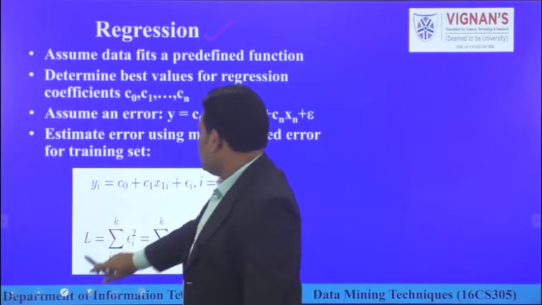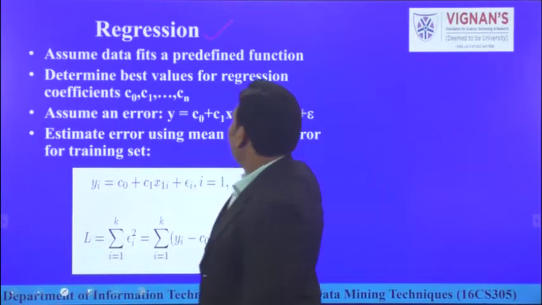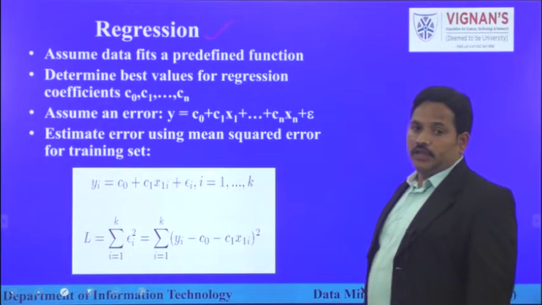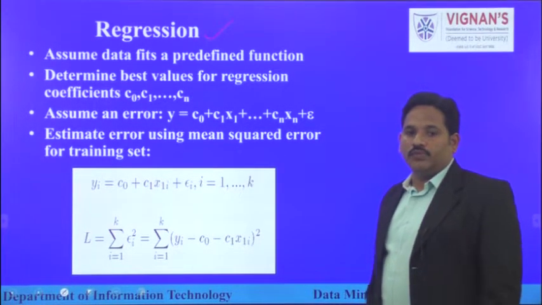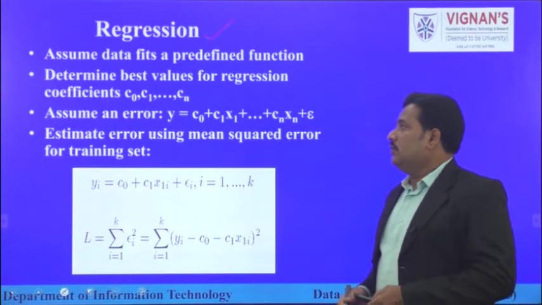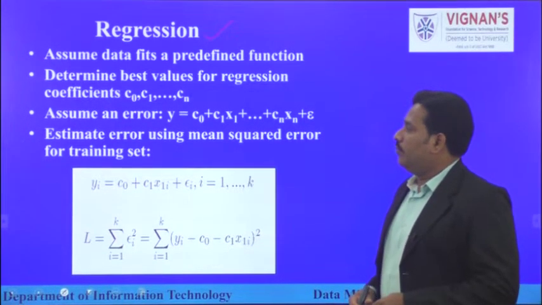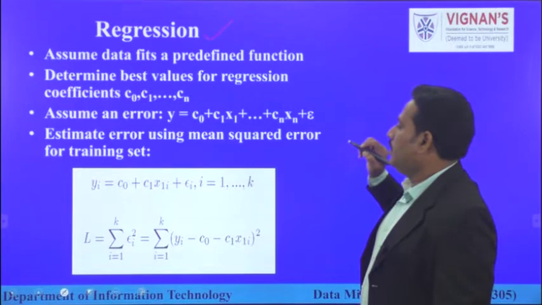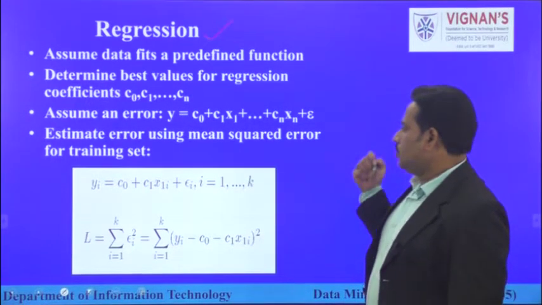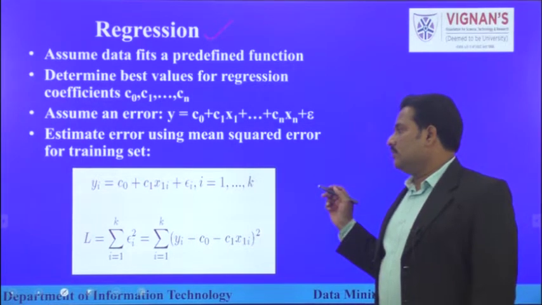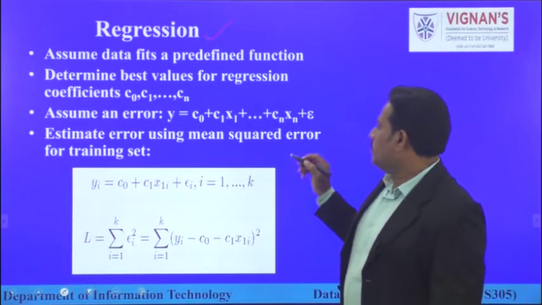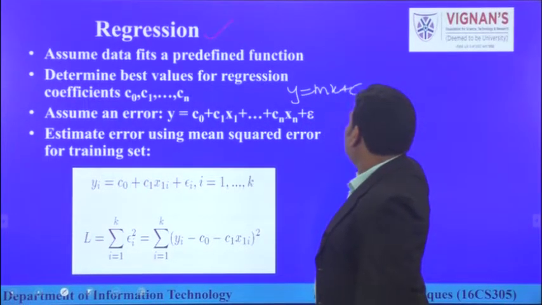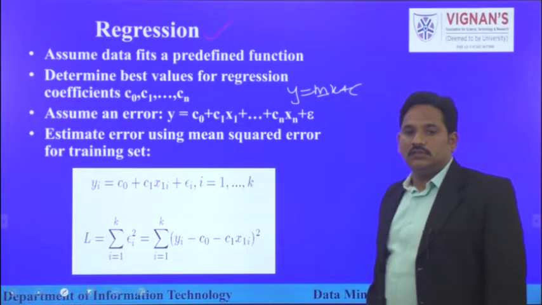So in the regression approach, we assume the data fits a predefined function, that is, the output is already known for us. We want to fit the exact value for it. Assume the data fits a predefined function and determine the best values for the regression. We calculate regression coefficients like C0, C1 up to Cn for all the values. Look here. It is like a basic mathematical equation, y equals mx plus c, where m is the slope and c is the constant.